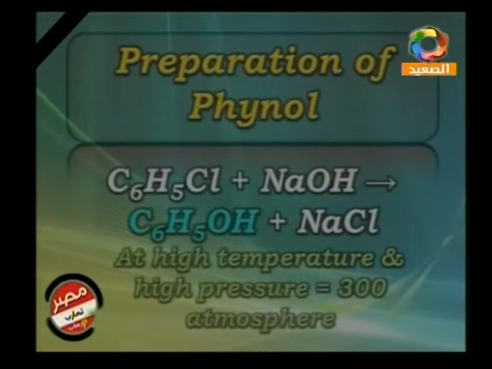At high temperature and high pressure, about 300 atmospheres, this reaction takes place. Why? Because phenol is difficult to make in the normal way, under normal conditions. So I prepare the phenol under high temperature and high pressure equal to 300 atmospheres. So chlorobenzene plus NaOH gives us C6H5OH, which is called phenol, and NaCl, sodium chloride solution. This is the preparation of phenol.